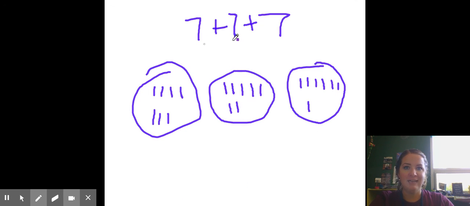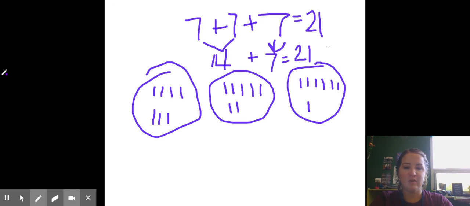I'm going to go ahead and add. 7 plus 7 is 14. Bring down that other 7. Plus 7 equals 21. So 3 groups of 7 equals 21.